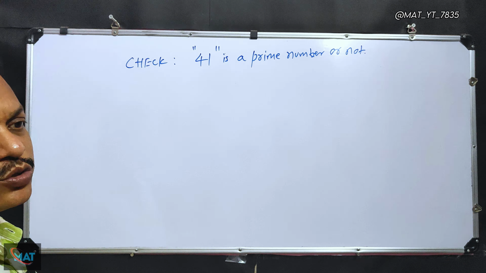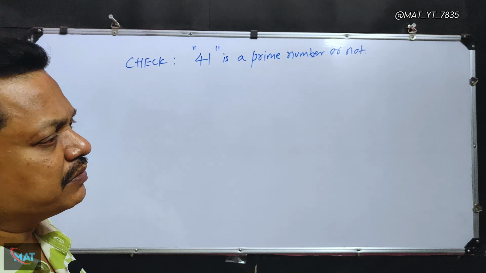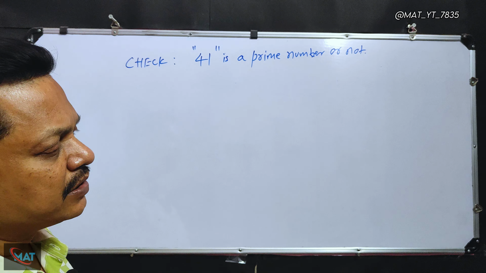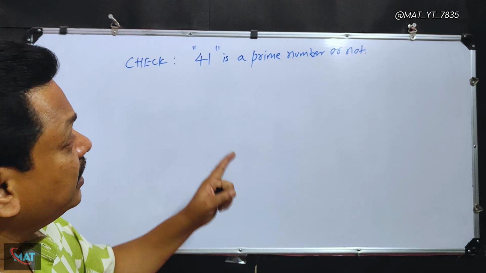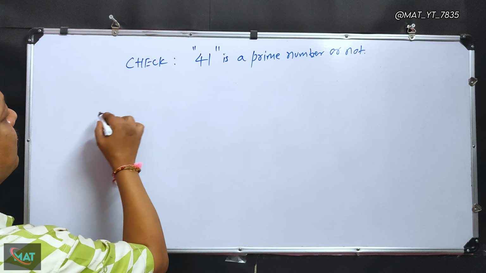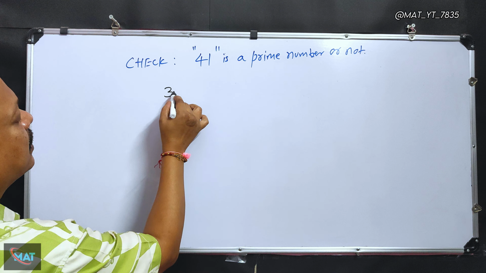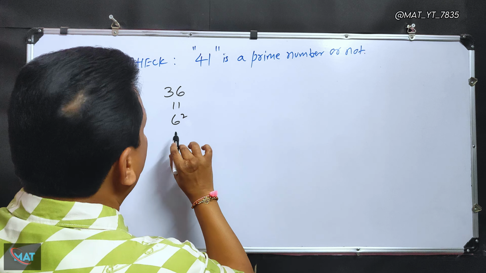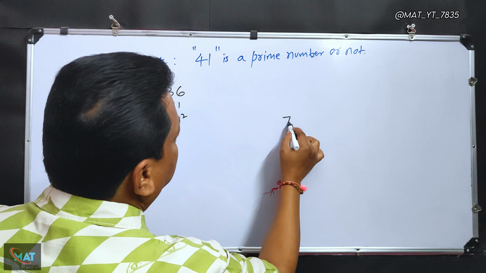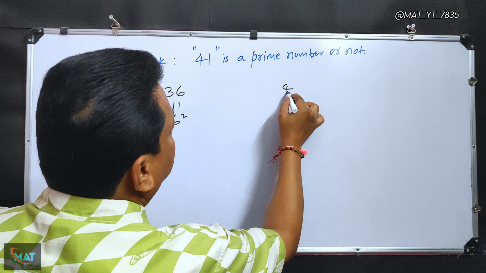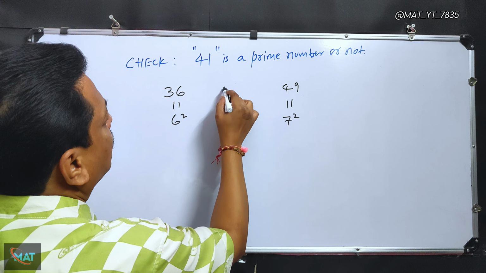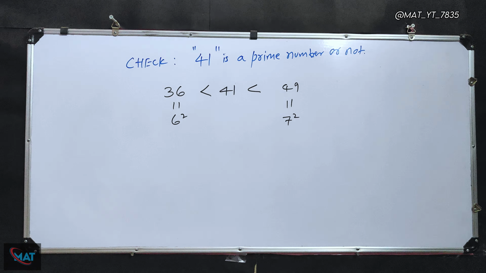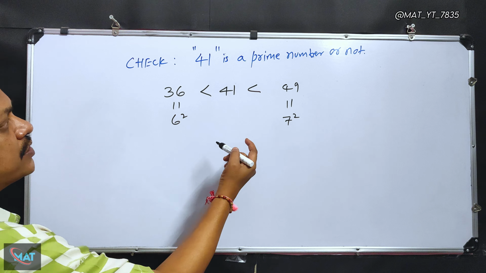Clearly 5 square is 25, less than 41. Next, 6 square is 36, less than 41. 7 square is 49, it exceeds 41. So we take 36, that is equal to 6 square. The immediate consecutive number after 6 is 7, so I write 7 square here. It is 49. Clearly our number 41 lies between these two consecutive squares.